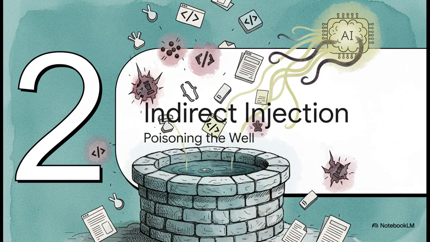So let's talk about the first type of this hidden threat. It's called indirect injection. And honestly, the best way to think about it is right there in the title, poisoning the well. The attacker doesn't go after the AI directly. No, that's too obvious. Instead, they poison the data, the source material they know the AI is going to drink from later. It's like corrupting the ingredients before the chef even gets in the kitchen.